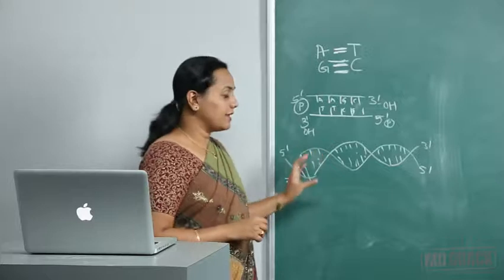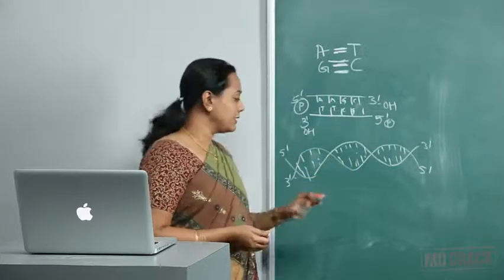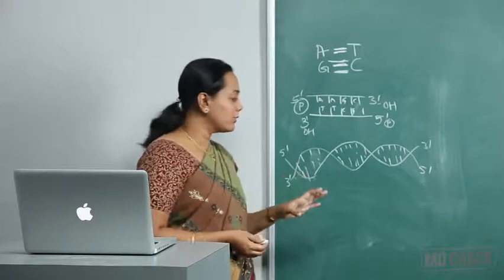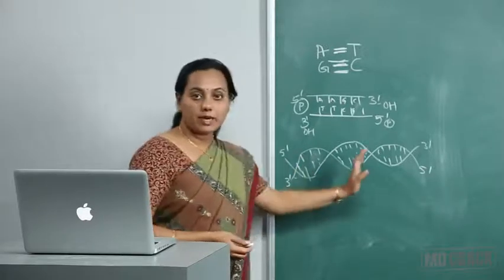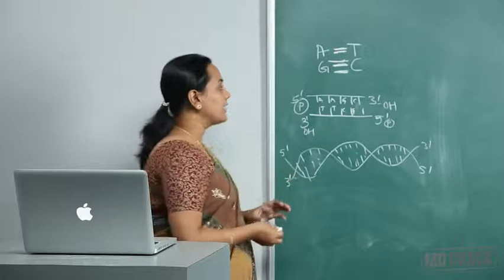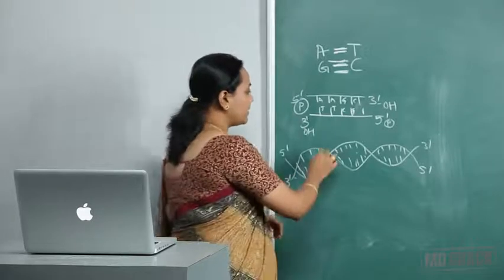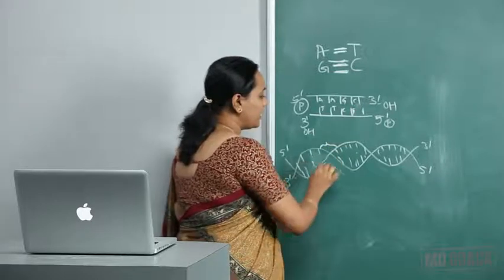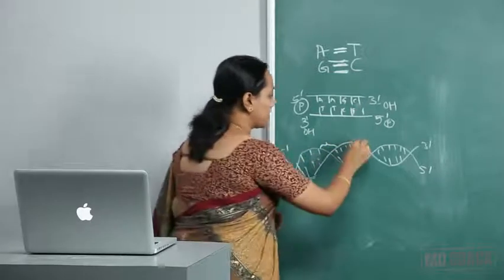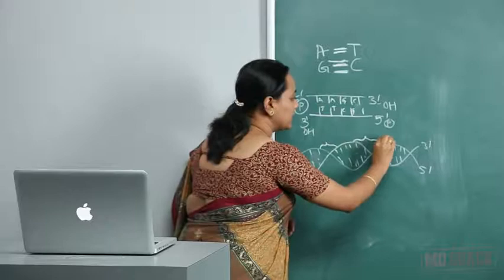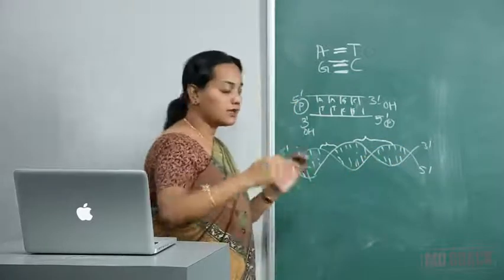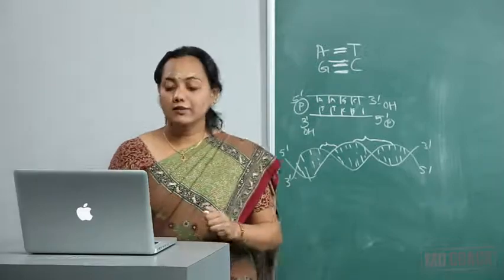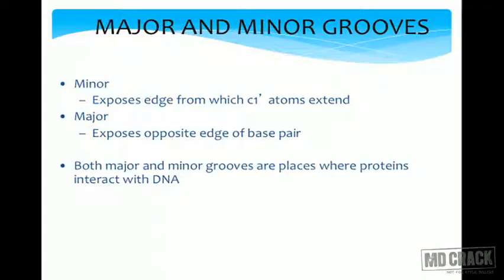Now in a DNA, when it is forming a double helix like this, it will result in the formation of what is called the major groove and the minor groove. Now in my diagram, it may not be so evident, but usually there will be a major groove and a minor groove. Minor groove is smaller in size and a major groove is bigger in size. So what is the function of these grooves? Let us look at this.